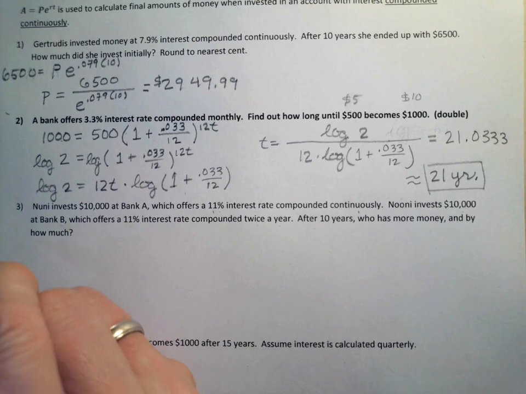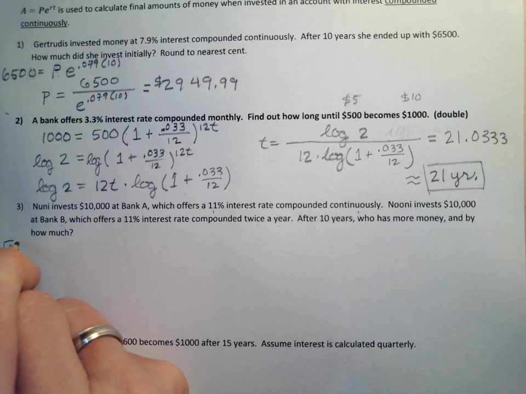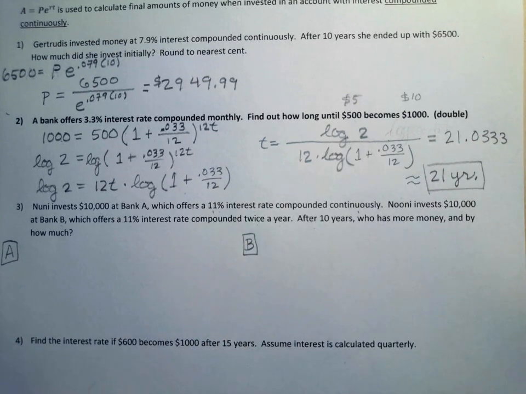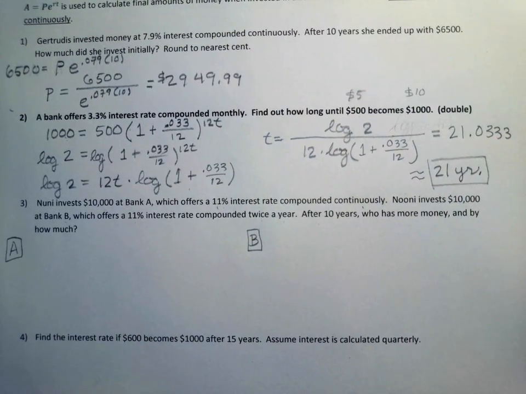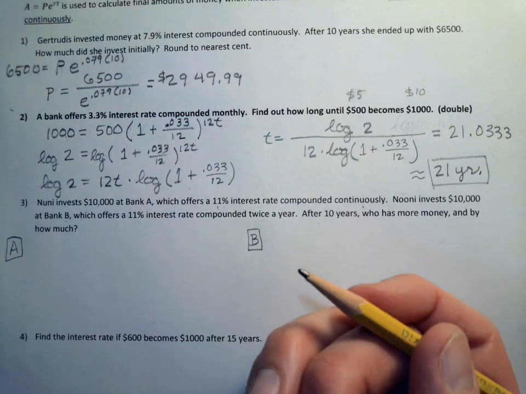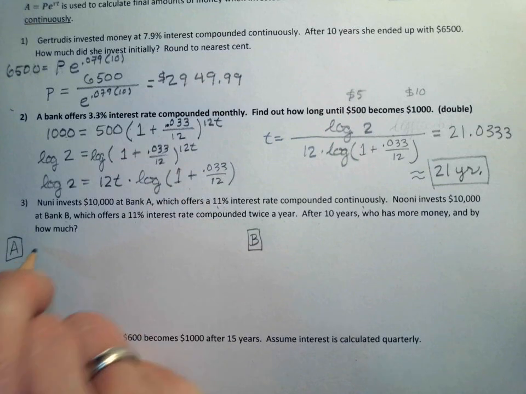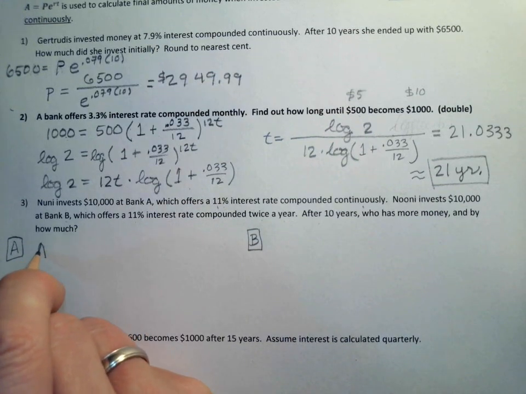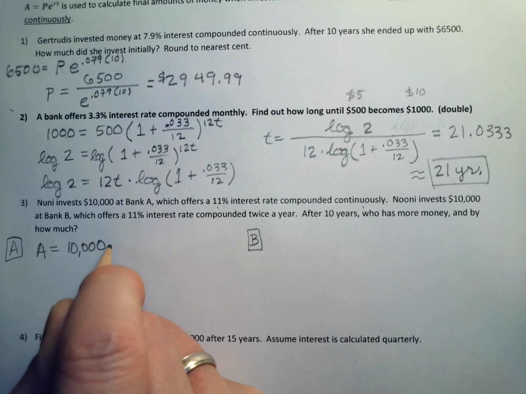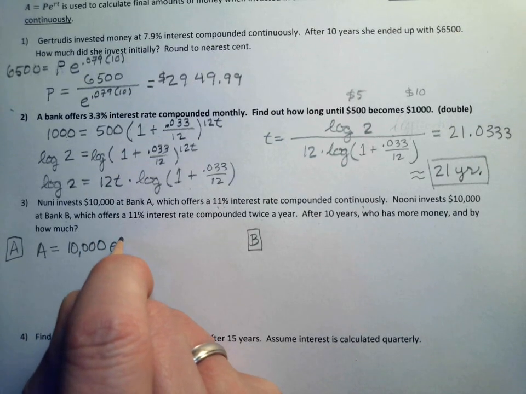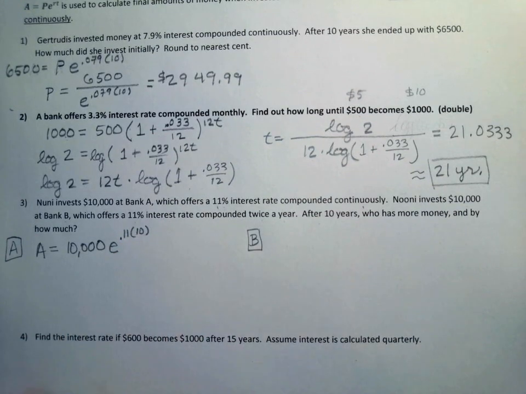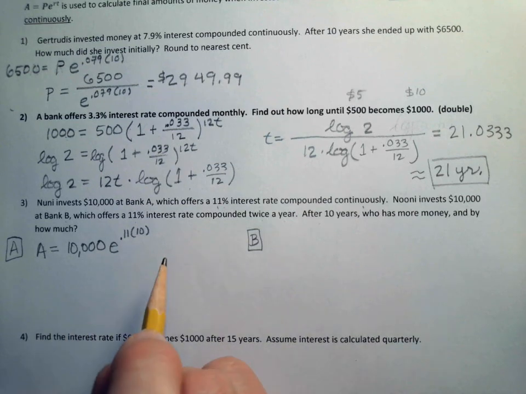Okay, so Bank A. Why don't you pause this video and do both calculations, and then I'm going to work on them now. All right, so we're not looking for time, so this is pretty straightforward, looking for the final amount, right? So A equals initial amount, principal, $10,000, e raised to the 0.11 times 10. So that's pure calculator work there.